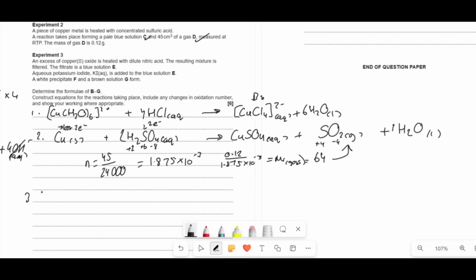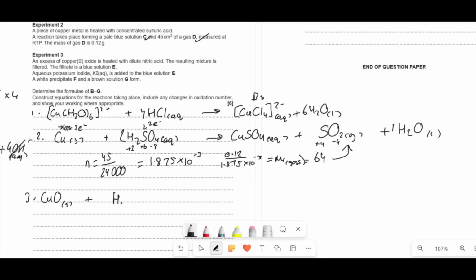Now if we look at the third experiment, an excess of copper 2 oxide is heated with dilute nitric acid. So again, a good start is to just think about the reaction that's going on here. So here we have definitely been told that CuO, solid, is going to be reacting with, where's it gone? Dilute nitric acid.